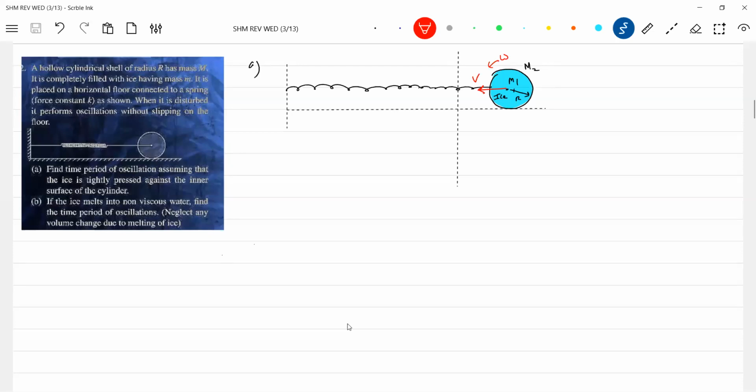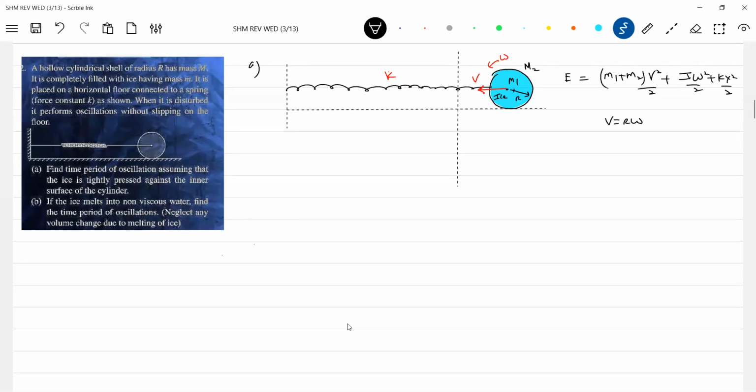Mass of ice, let it be M1, mass of the cylindrical shell, let it be M2, spring constant, let it be K. Let's take help of the energy equation. E is equal to mv square by 2 plus the rotational term, moment of inertia of the system, I omega square by 2, plus Kx square by 2, where v equals R omega.